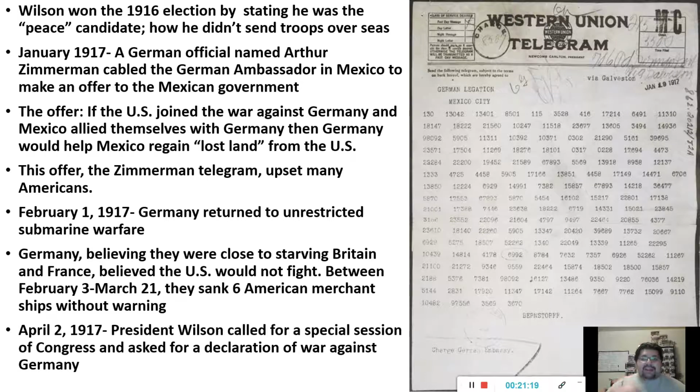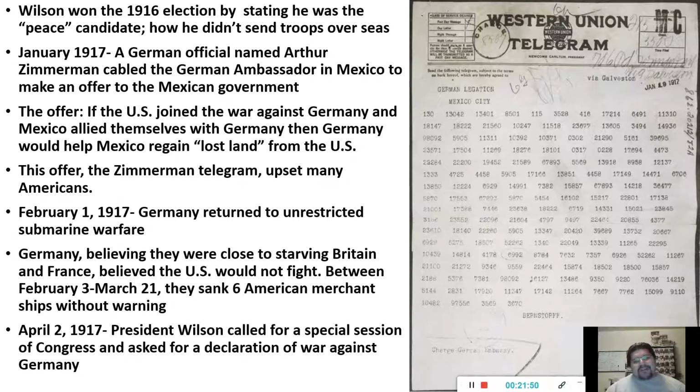This is known as the Zimmermann telegram, and this ticked off a lot of Americans. A lot of Americans. Because they're like, wait, these guys are trying to secretly make this deal with Mexico, telling them that if we joined, they were going to help them take back this land. Wow, okay. So once that became news on February 1st, 1917, Germany said, you know what? We're going back to the old ways.